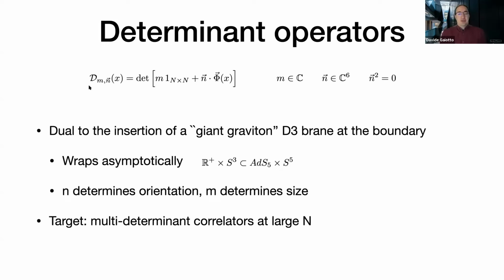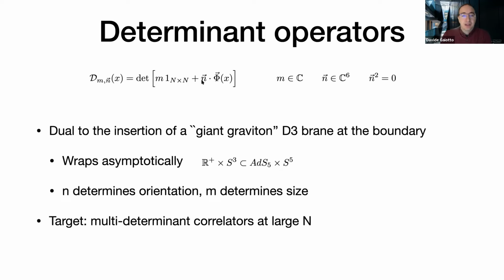And then the holographic dual description of this operator is known, or conjectural at least. It represents the insertion of a giant graviton D-brane, meaning a D-brane which asymptotically near the boundary wraps an S^3 inside S^5 and, from the point of view of AdS5, looks like a line reaching the boundary. And that's why it's described by a local operator there.